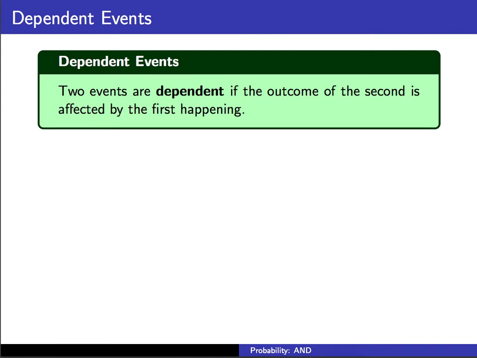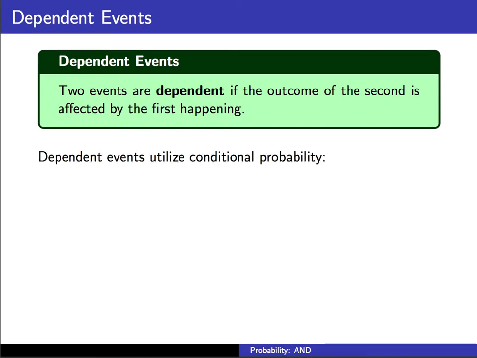So two events are dependent if the outcome of the second is affected by the first one happening. With independent events, the outcome of the second was not affected. With dependent events, the outcome is affected. So therein lies the difference between independent and dependent events.